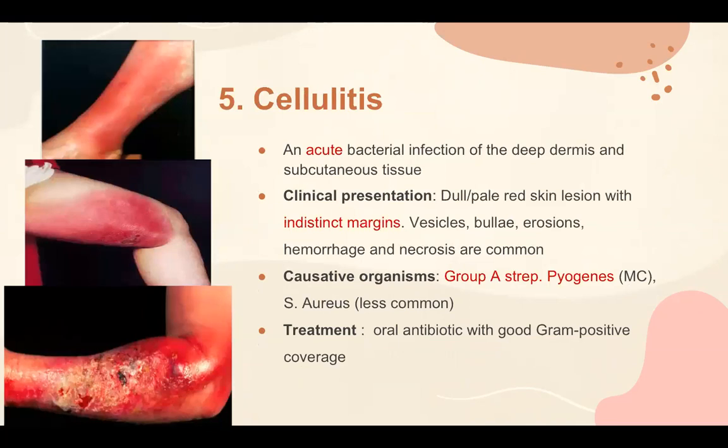Next is cellulitis. It's an acute bacterial infection, usually of the deep dermis and subcutaneous tissue. Now, it can occur anywhere on the body, but it often occurs on the legs, face, or arms. And usually appears in areas of broken skin due to trauma or any other infection, and presents with a dull pale red skin lesion with indistinct margins, meaning that you can't really trace the edges of the lesion. It can also be accompanied with vesicles, bulla, and necrosis.